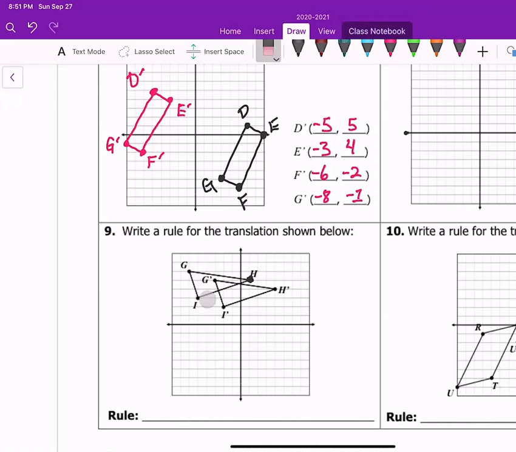I'm just going to count. So let's use a color that pops. So G. Here I go down 1, and then I go 1, 2, 3. So I went down 1 and then right 3. I know you can't see that, but this is how you're going to write it.